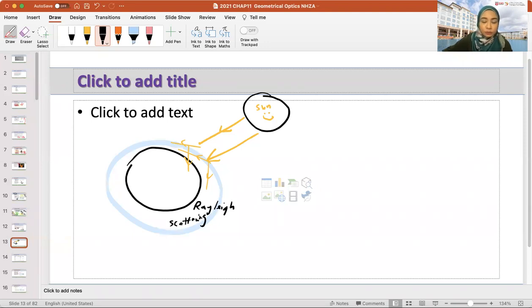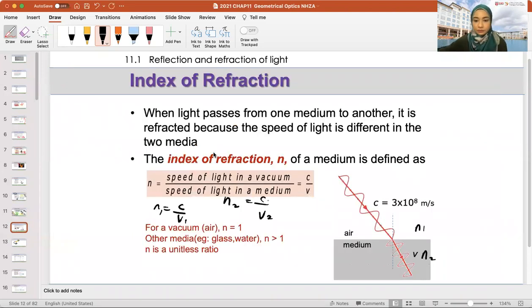Betul, Ikri's question is correct. The light from the sun does refract when it enters the atmosphere, but it does not give us the color. The color is caused by scattering. Okay.